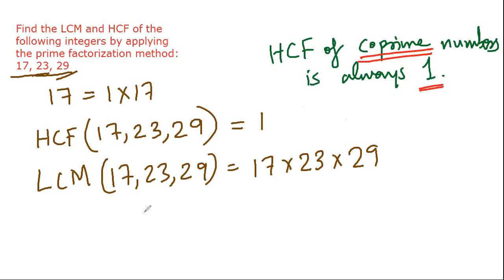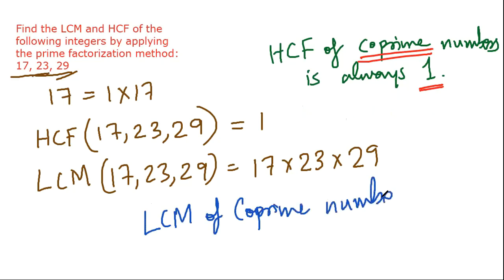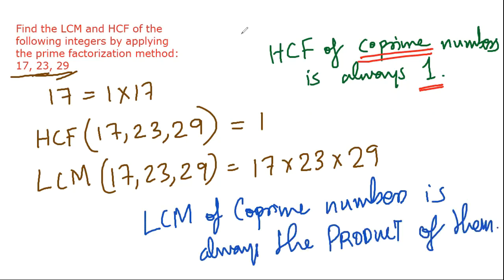Similarly, we can say that the LCM of co-prime numbers is always the product of the numbers. And if you multiply all these values, you will get the LCM of these three numbers as 1139. Let's consider the next question.